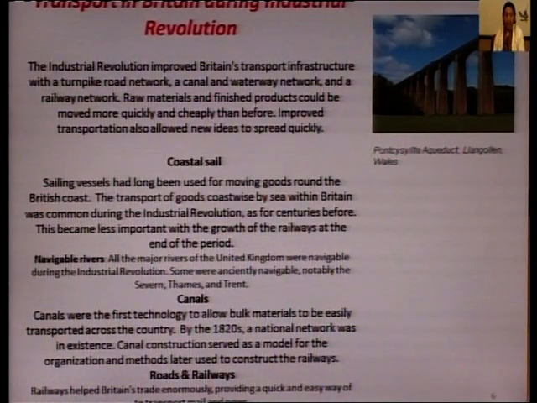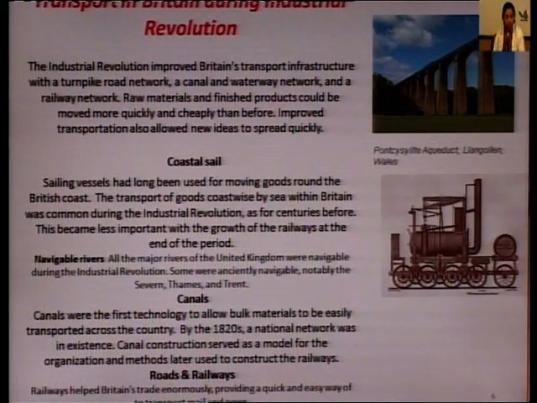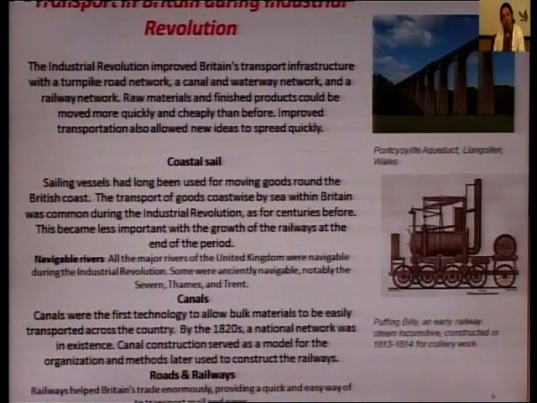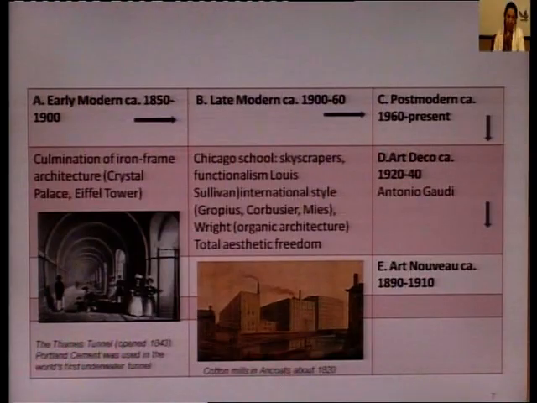Then came the canals. They allowed bulk materials to be easily transported through the country. A national network of canals existed in Britain, and it served as a method to later construct the railways. And the last but not the least was the road network. This helped both transportation of mail and news. So both the postal services and the news services were greatly enhanced by the discovery of the canals, the roads and the railways. On the right bottom you see a picture of the Puffing Billy, an early railway steam locomotive constructed 1813-14 for colliery work.